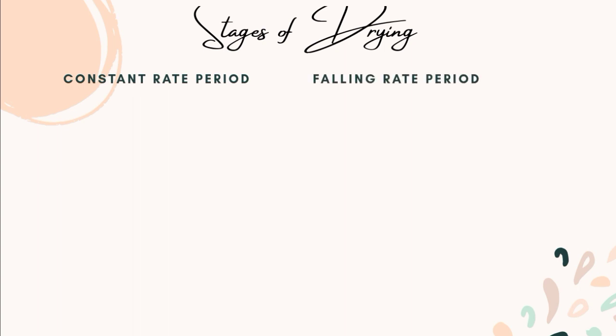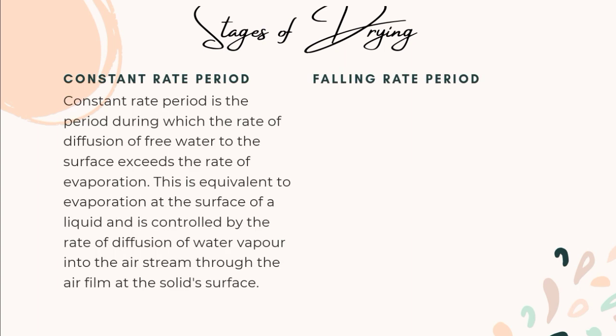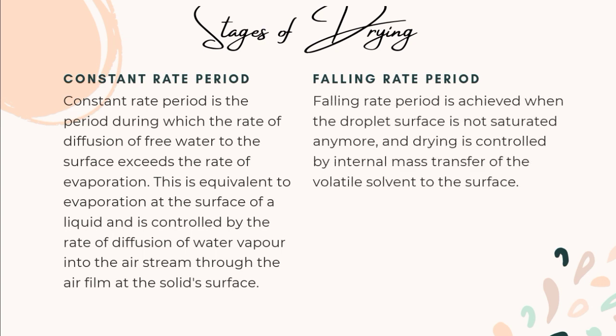So the stages of drying are constant rate period and falling rate period. Constant rate period is the period during which the rate of diffusion of free water to the surface exceeds the rate of evaporation, while falling rate period is achieved when the droplet surface is not saturated anymore, and drying is controlled by internal mass transfer of the volatile solvent to the surface.